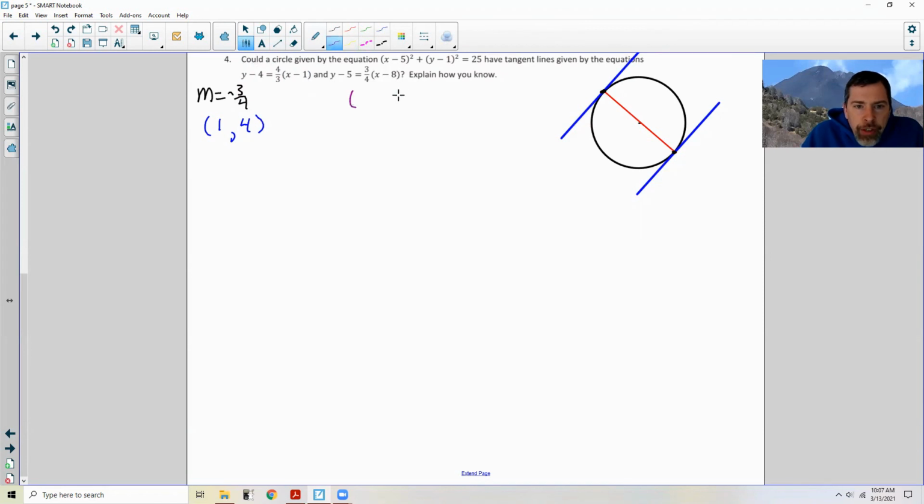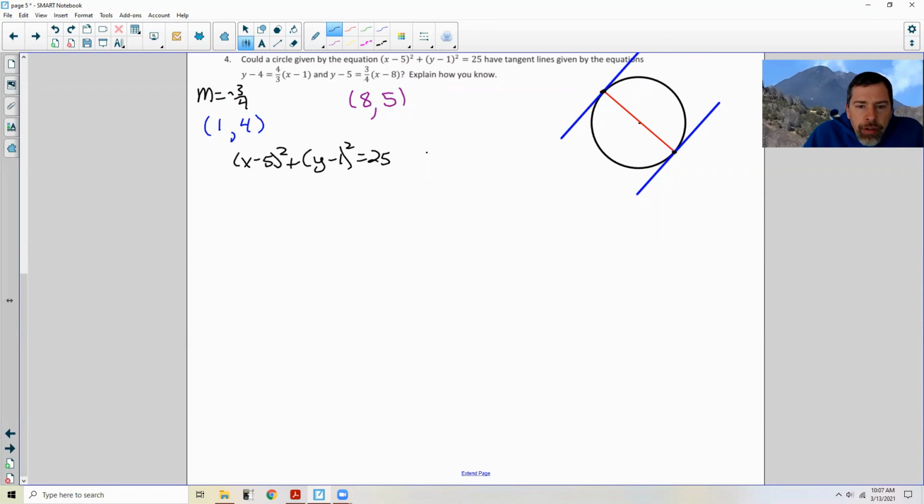And then if I come over here, I have an x comma y with the same slope, -3/4, and we're talking about the slope of the diameter, not the slope of the tangents. And x minus 8, so x is 8, y minus 5, 5 minus 5 is 0, so there are our 2 points.